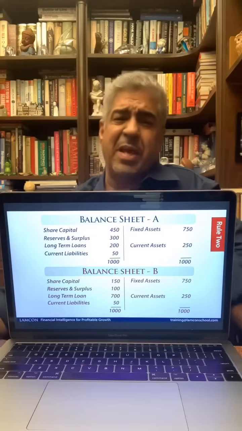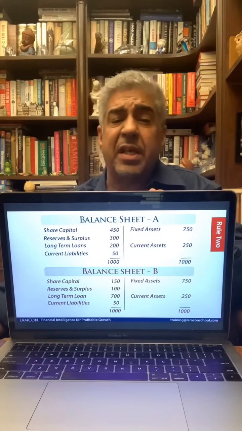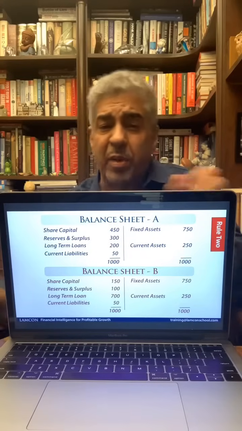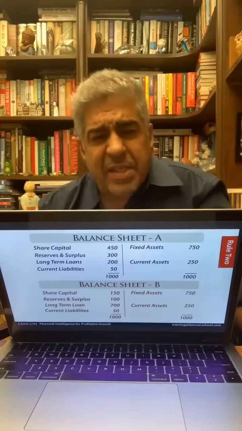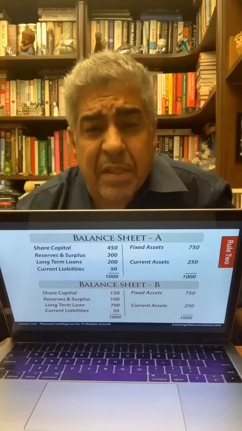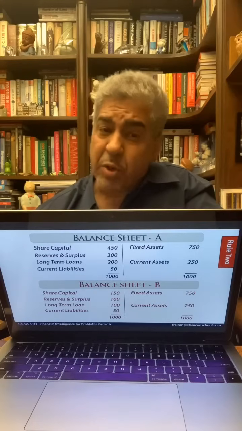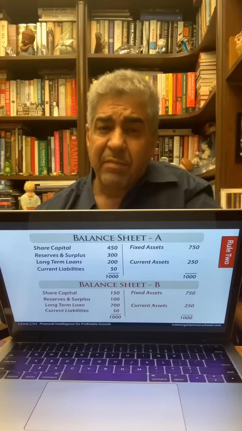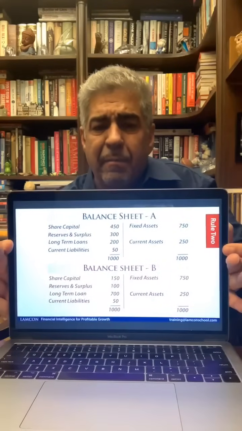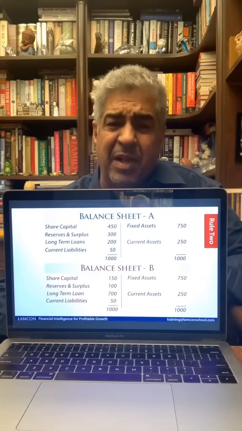Second way of looking at it is, you must always take the worst case view before you deal with anybody. What is the worst that can happen once you give money to this company? The worst that can happen is this company will shut down. If the company shuts down, how will you as a banker recover the money? Let's look at B again. What are the total assets available with B?